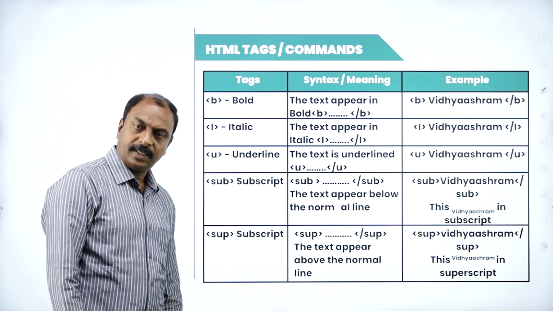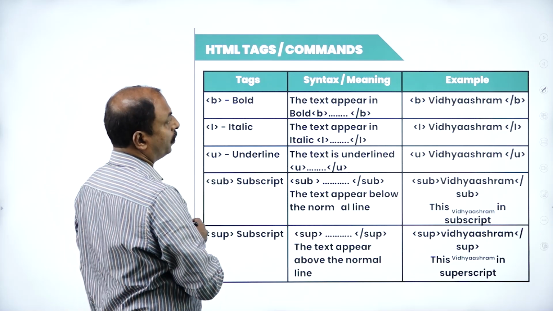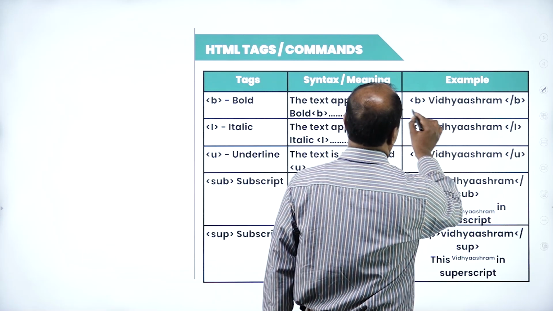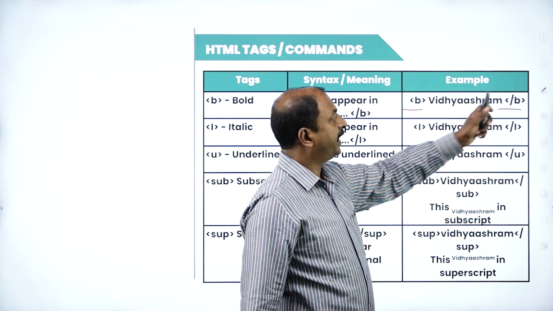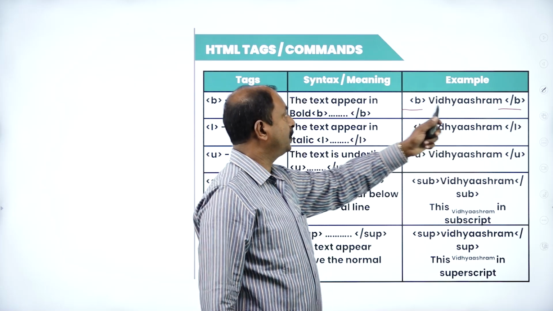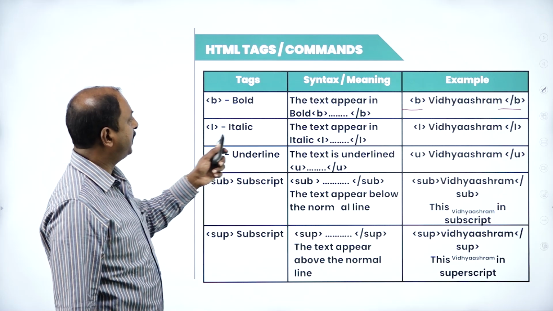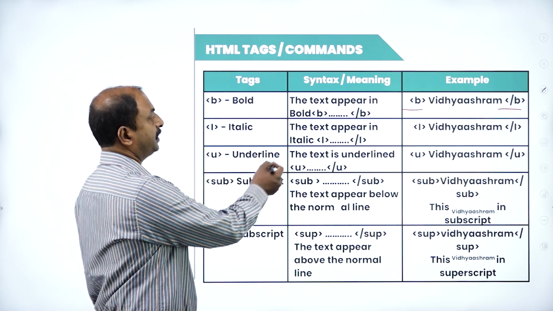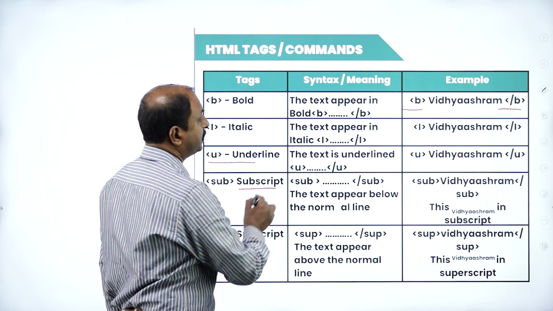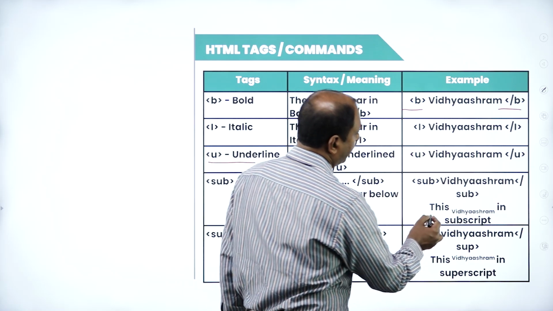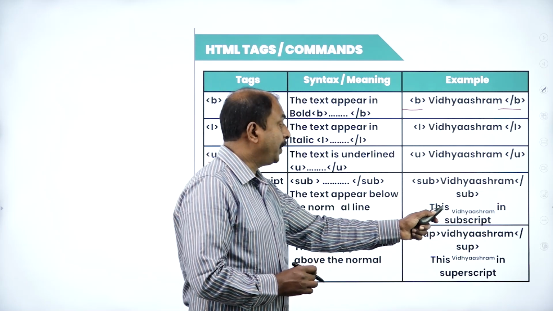Now let us look at the HTML tags. Here B stands for bold. You know how to use this tag. This is the open tag and this is the close tag, and the close tag always has a slash. So this is called a paired tag, with an opening tag and a closing tag. So B is for bold, I is for italics. Also look at the syntax and example here. U is for underline and SUB is called subscript. Now look at the example here. This is subscript, and the definition is that the text appears below the normal line.